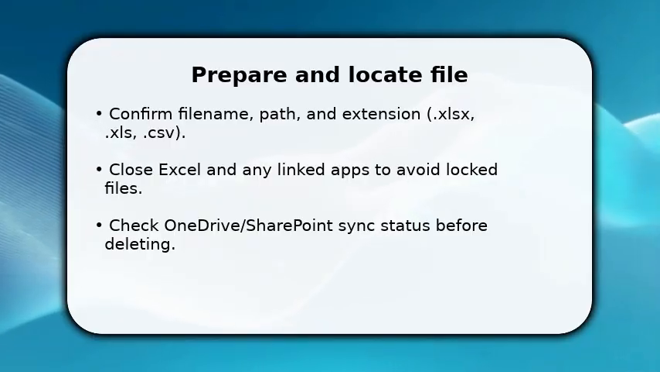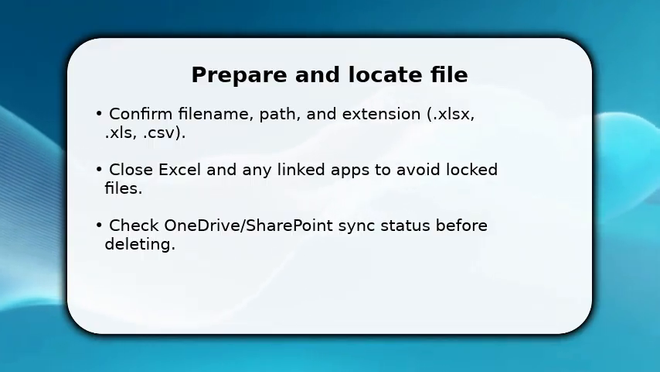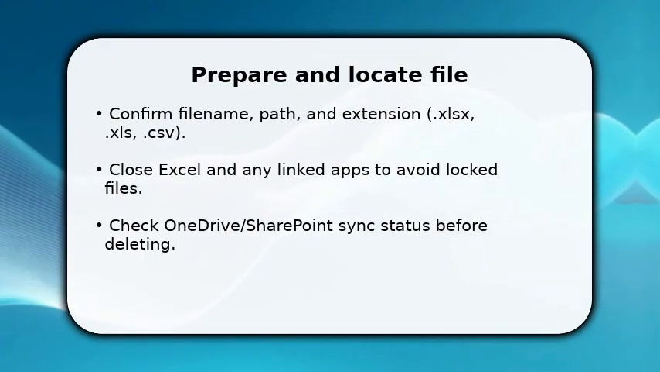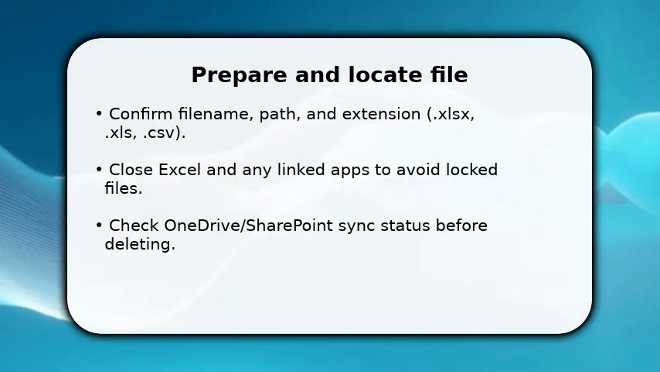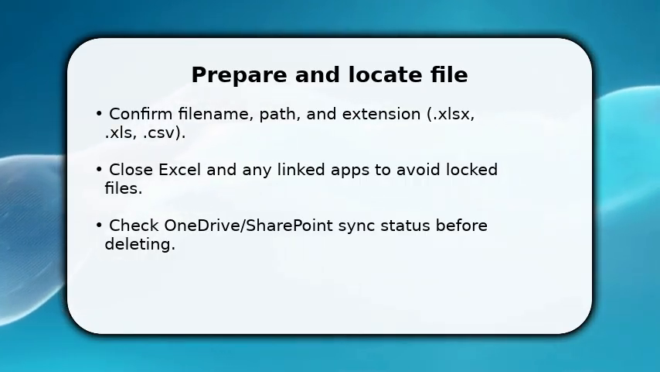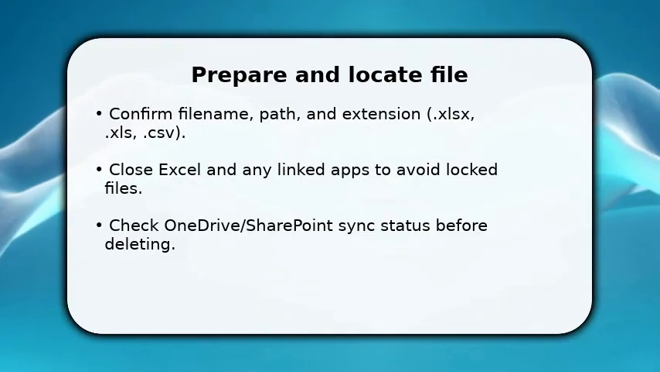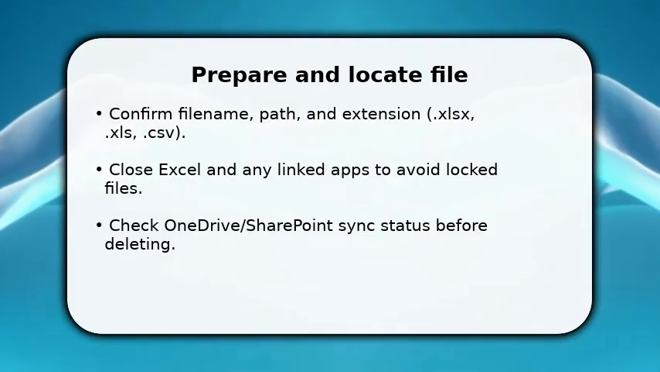You begin by finding the exact file and ensuring it can be deleted. Locate the folder path and confirm the extension so you target the right item. Once done, close Excel and any add-ins or viewers that might lock the file. Closed handles prevent errors. If the file syncs with OneDrive or SharePoint, pause sync or sign out temporarily so the cloud won't recreate or block deletion. These steps avoid accidental data loss and locked file failures.